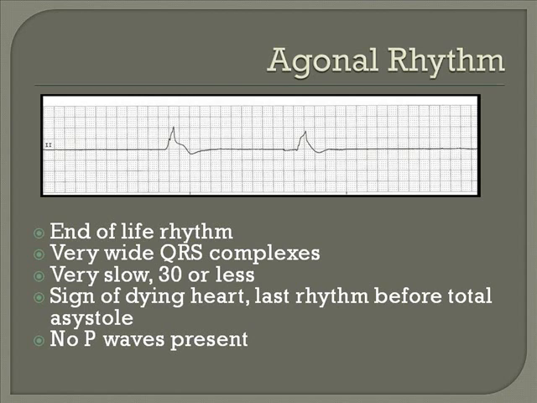So it's very slow, it's very wide, and it's also irregular. When you measure out the QRS complexes on this strip, it's about 0.4 seconds. And if you look for regularity, there should be another beat at the beginning of the strip and another one at the end of the strip. So that tells us this is an irregular rhythm. No P waves, and again, this is usually the last rhythm you see right before someone's heart is gone.